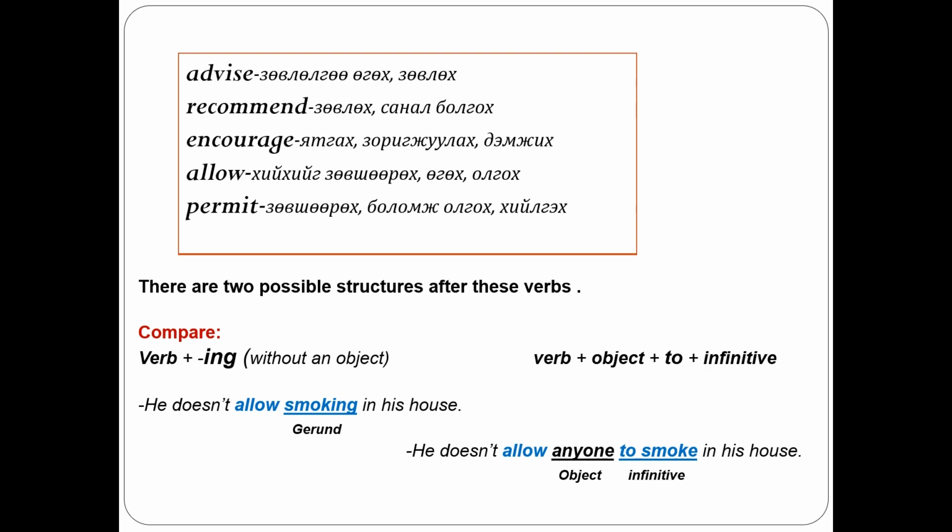Now let's study example sentences. He doesn't allow smoking in his house. In this sentence, there isn't an object, so we use the ing form after the verb allow. Next example, he doesn't allow anyone to smoke in his house. In this sentence, there is an object, so we use the infinitive form after the verb allow. Now please note the new use in your notebooks.